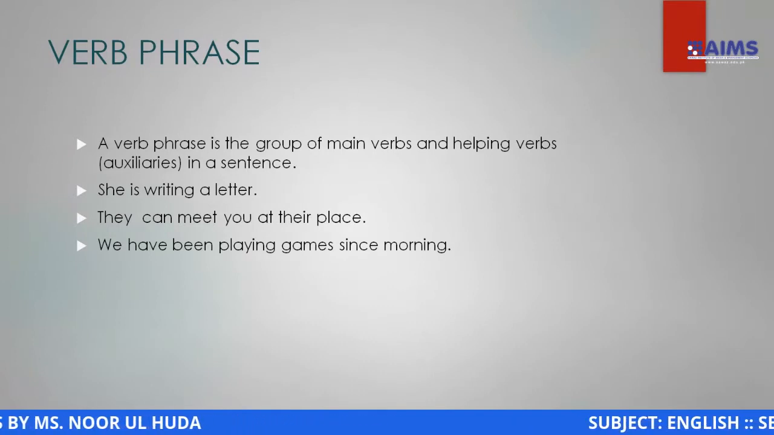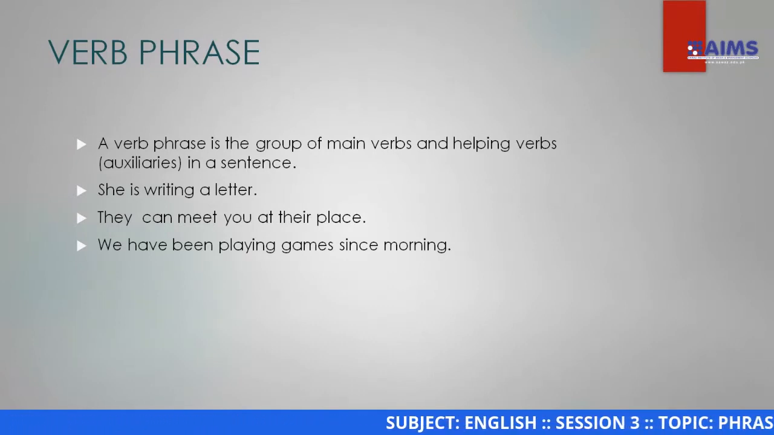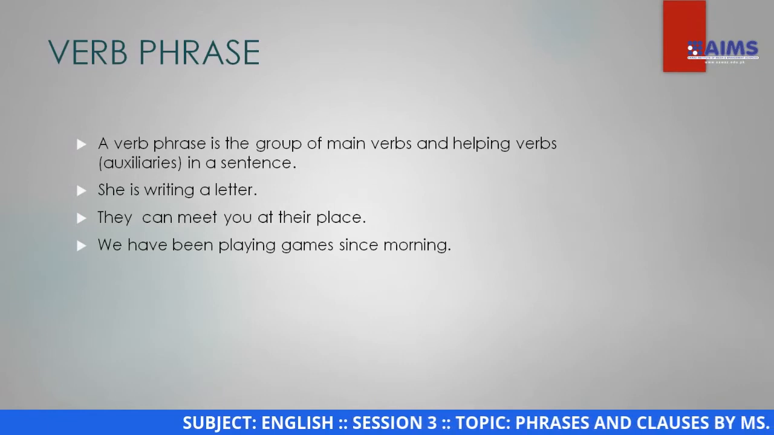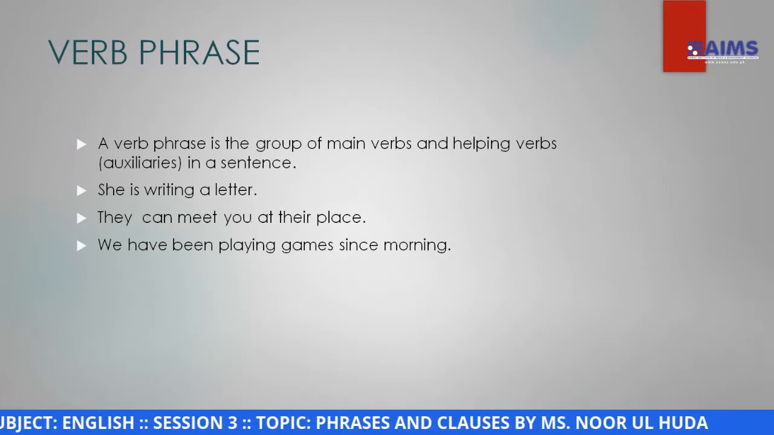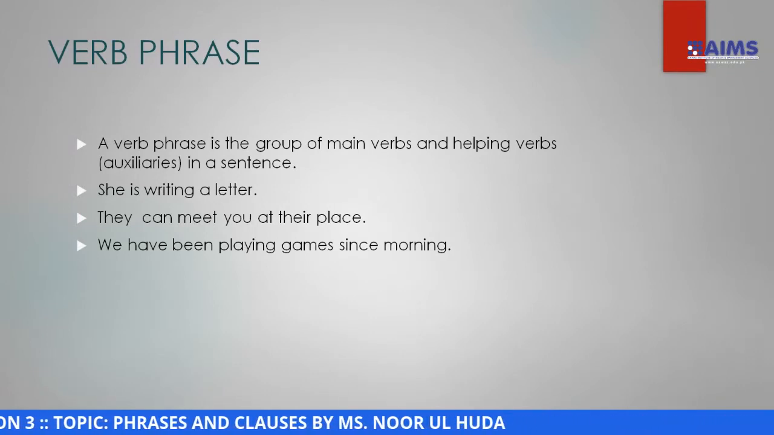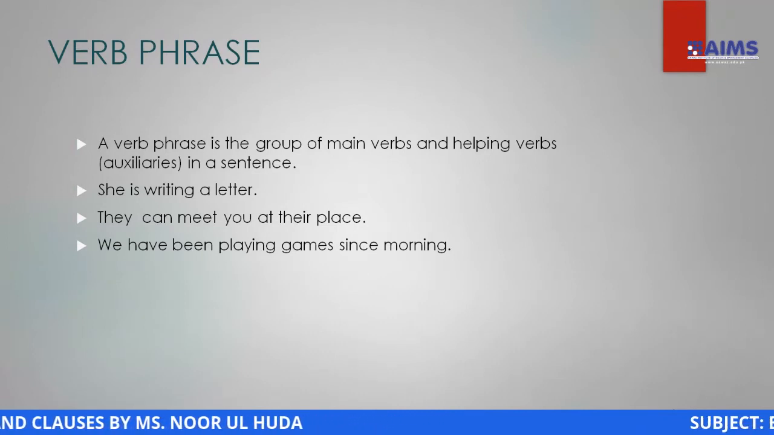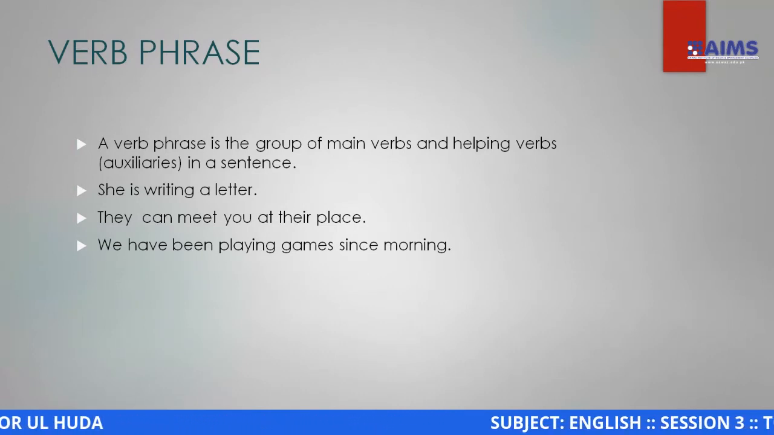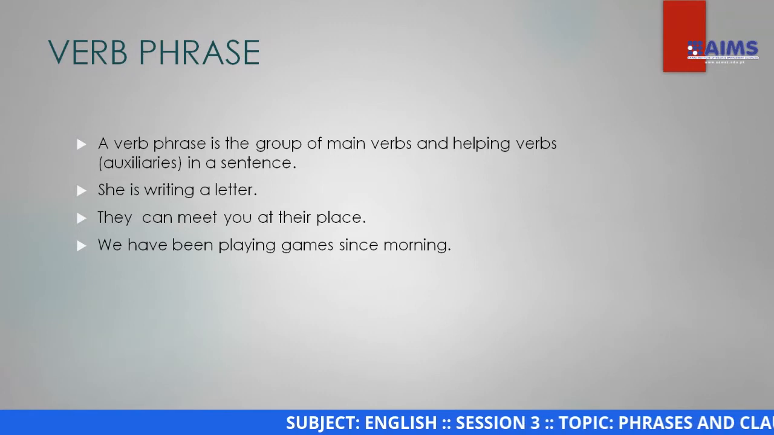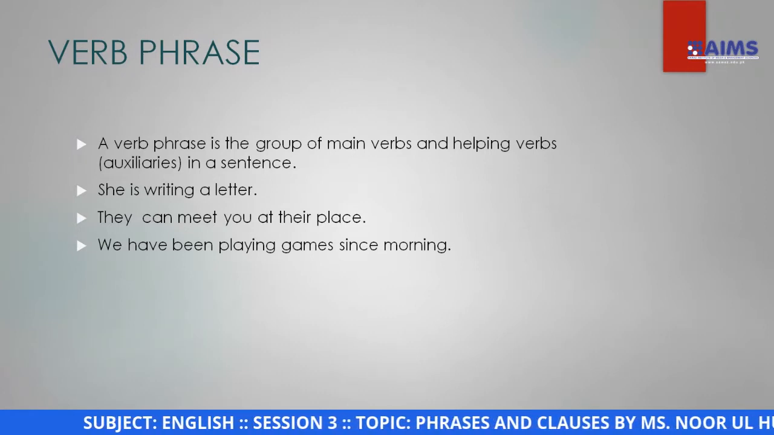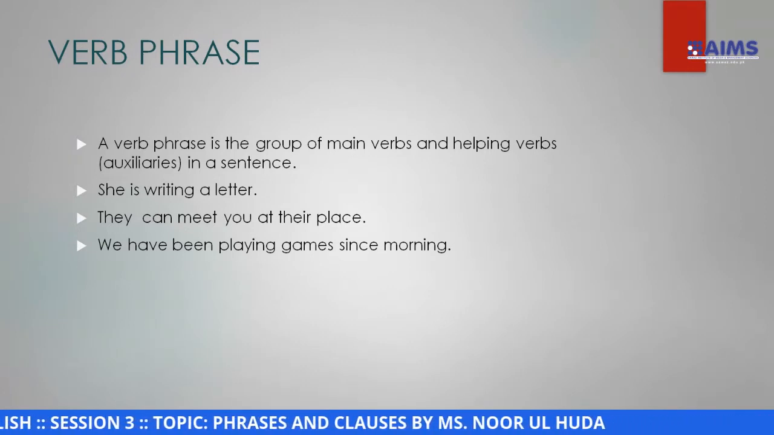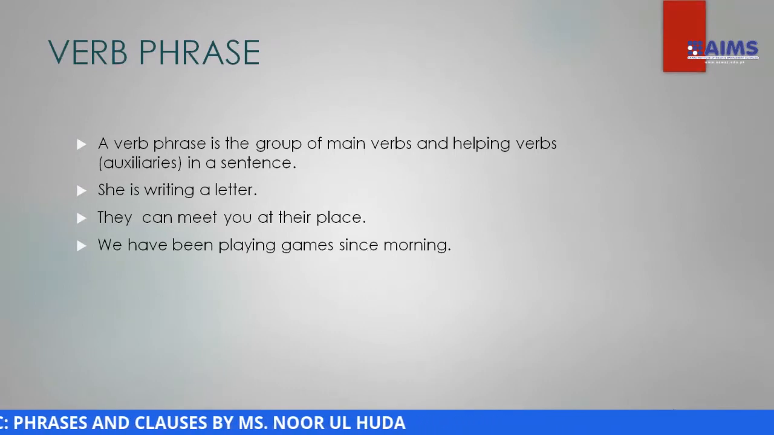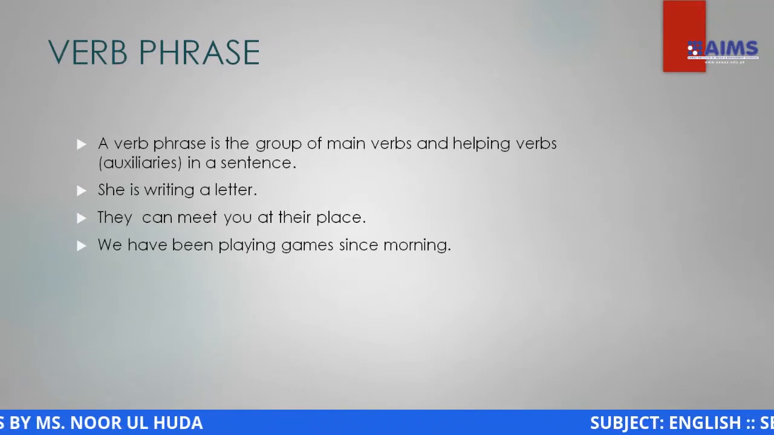They can meet you at their place. They can meet you. Can is telling us the possibility. This word is helping the main verb to better understand how the action would take place. We have been playing games since morning.